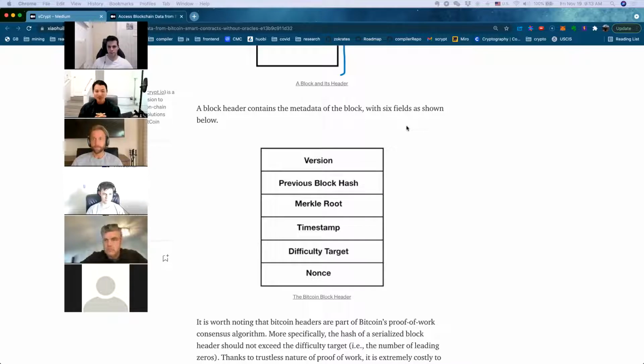For people who just joined, we are talking about the series of articles we released this week. Basically, how to access the whole blockchain data without trusting any third-party oracles. Here, the building block, no pun intended, is a block header. If somebody gives me a block header and I hash it and find a very long run of leading zeros, I have very high confidence this is real.